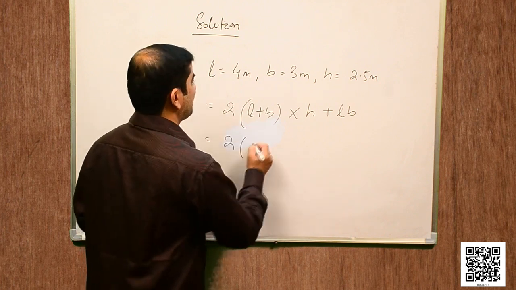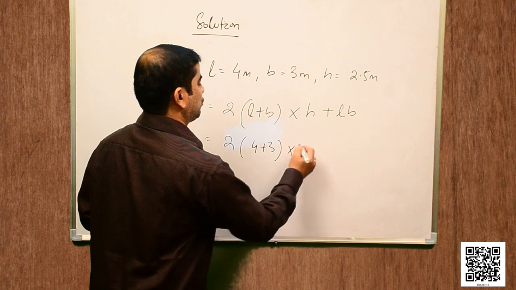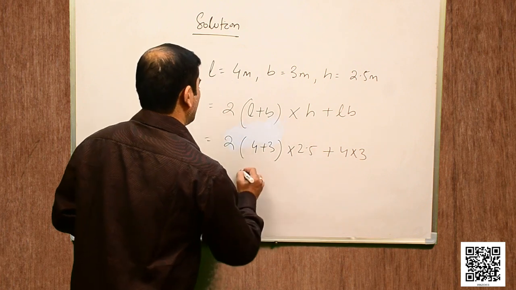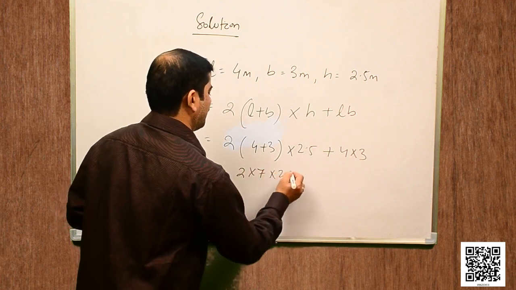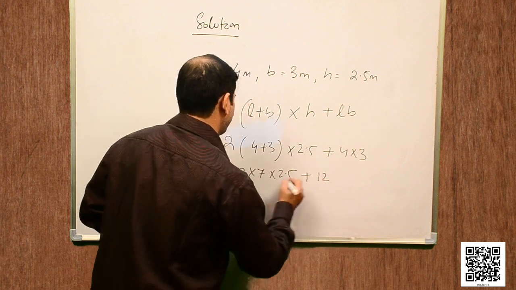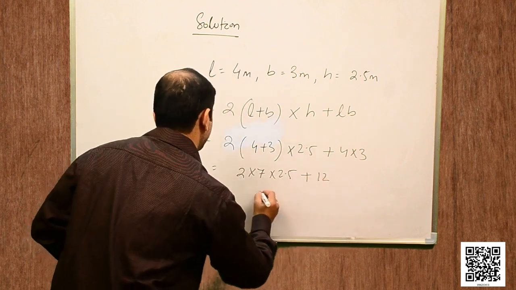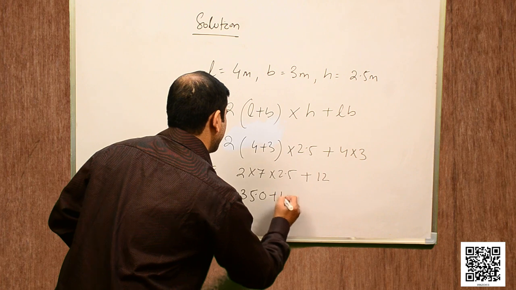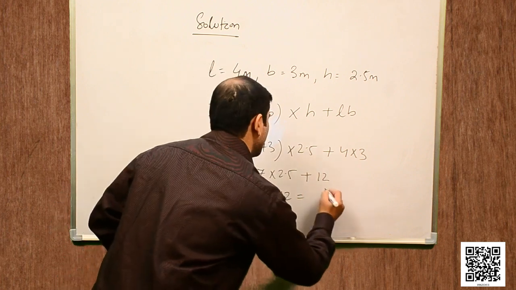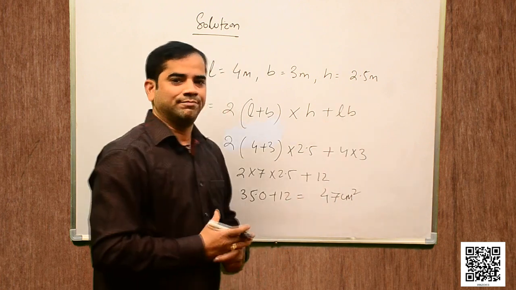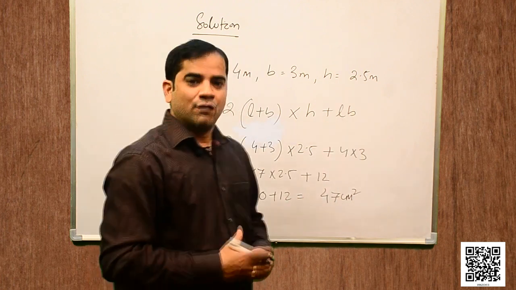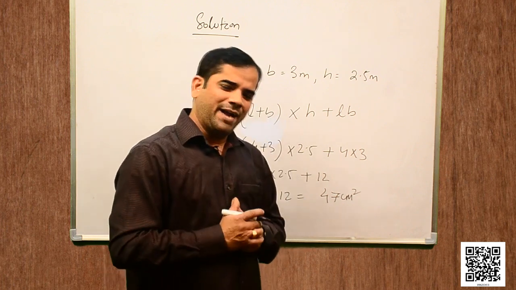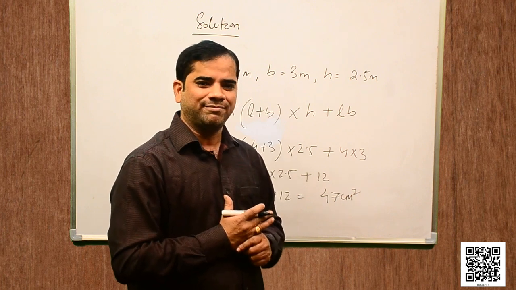So let us now substitute the values to find out the required area. So this is 2 into (4 plus 3) into 2.5 plus 4 into 3. So 2 into 7 into 2.5 plus 12. 35 plus 12, that is 47 meter square. Okay. So we need 47 meter square of tarpaulin for the desired work. Hope you understand the solution for this question.